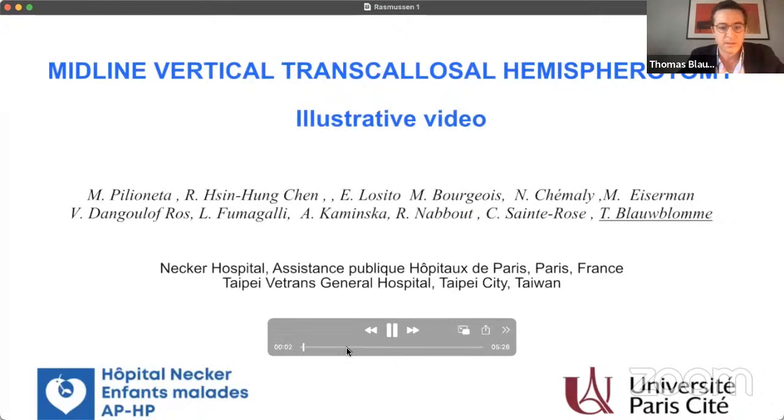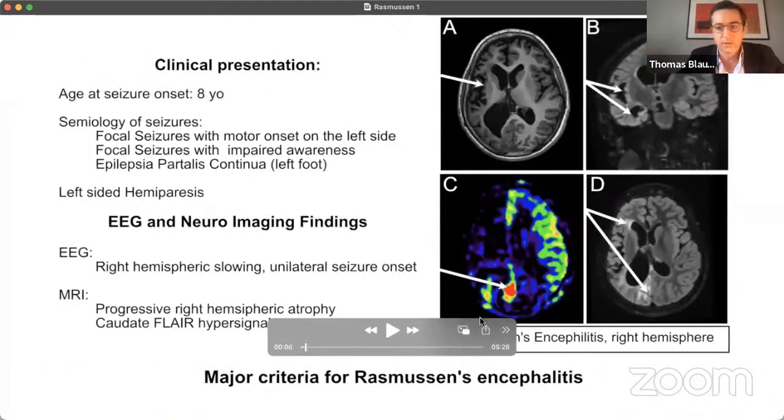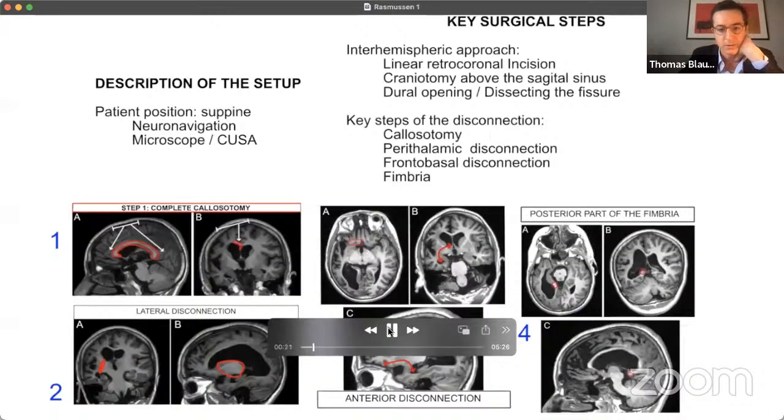So this is a case of Rasmussen encephalitis. It was quite developed because this child was coming from abroad. Generally, we operate them a bit earlier than this. You see, it's very atrophic already. So these are the surgical steps.